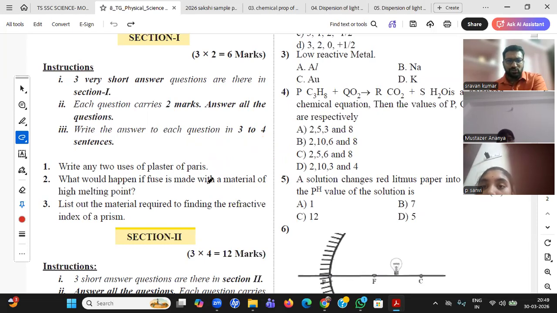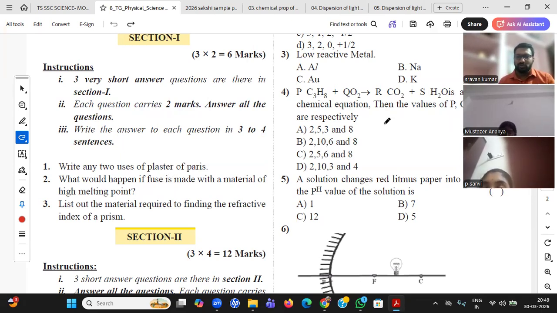Yes, what would happen if fuse is made with a material of high melting point? Student, again he is connecting that particularly to electricity. What is fuse used for? You see, you are connecting 230 volts at your home to that plug. You are connecting a TV.